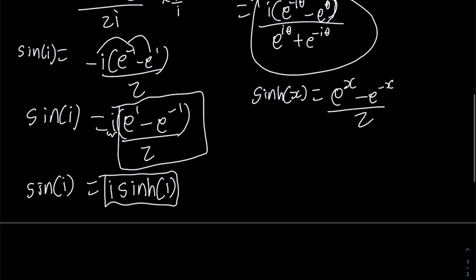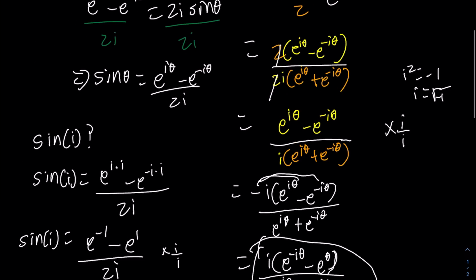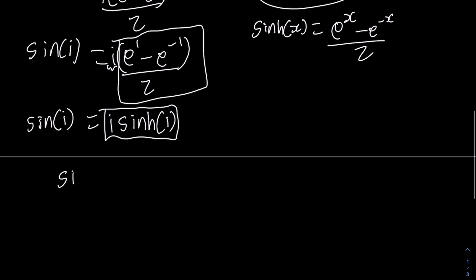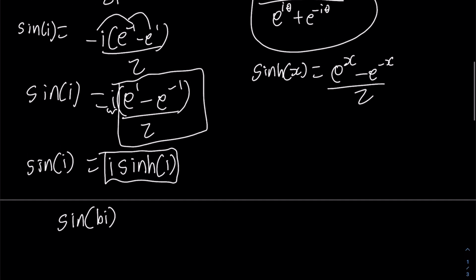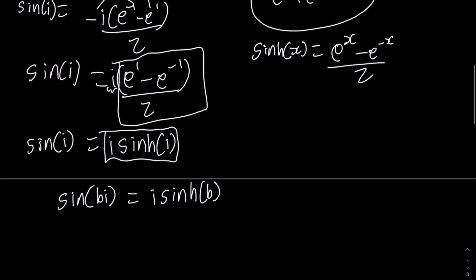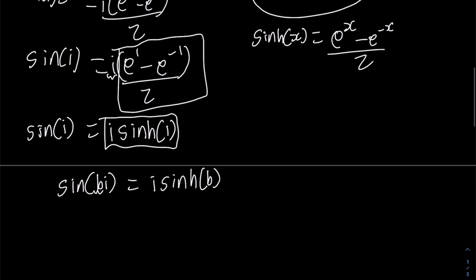And of course, you can create a general formula where if you have the sine of some complex number bi, let's just call it, then you will just have i times the sinh, or hyperbolic sine, of that b, because you will follow all of the same steps, and you'll see that instead of a 1, you'll have e to the b minus e to the minus b all over 2, of course with that i there.